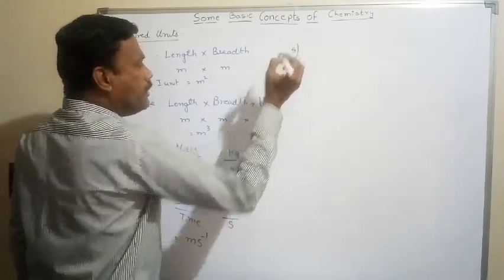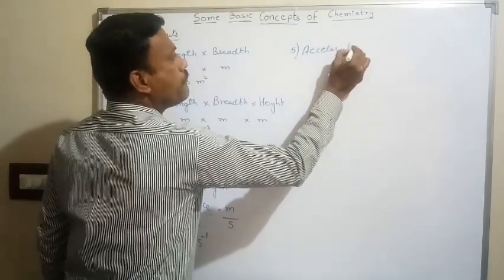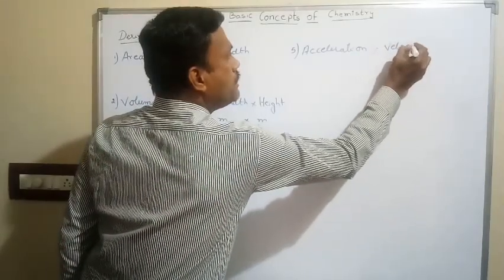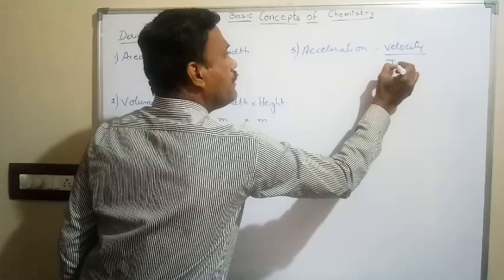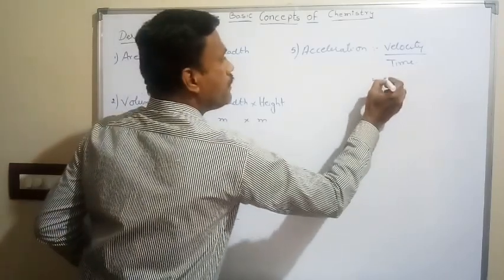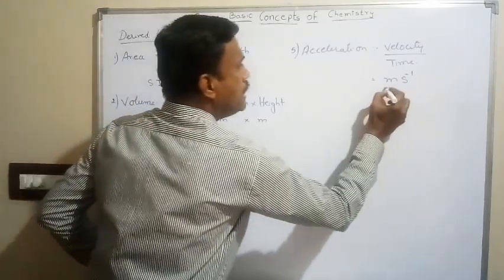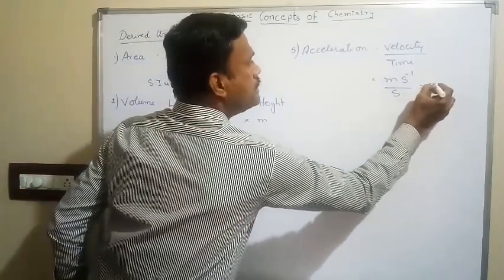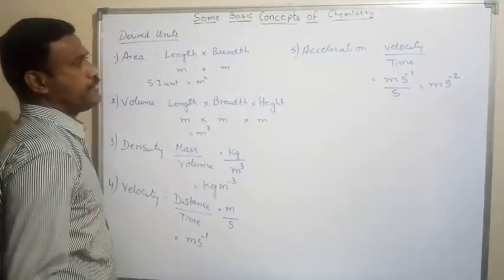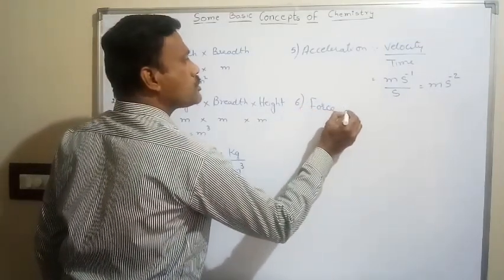The fifth derived unit is acceleration, which is velocity by time. Velocity, the SI unit is meter per second, and time is second, so that is meter per second square. That is acceleration. The next derived unit is force.